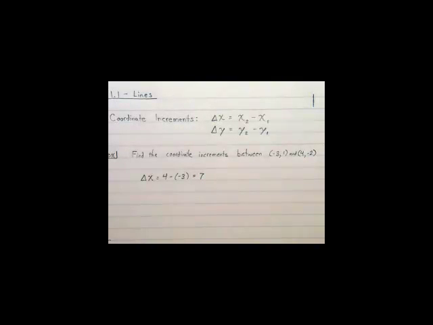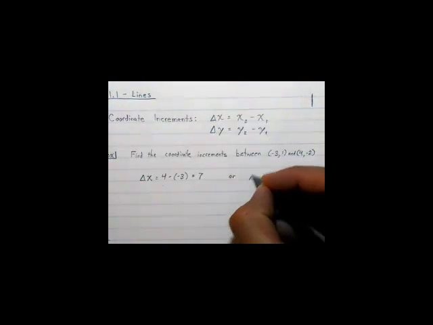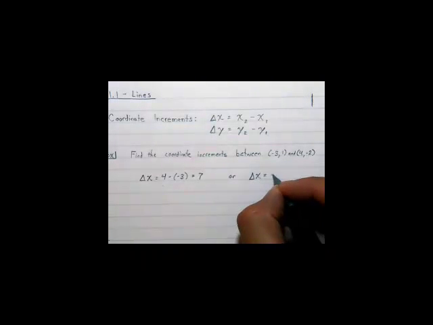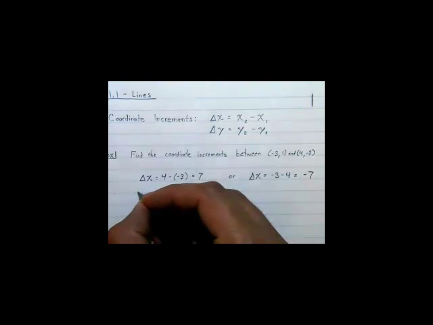Now I said that's one answer. There's technically another one. If I had looked at it a little bit differently, what's another answer I could have come up with for delta x? -7, right. It depends on the direction you want to go. Delta x could have been, if I subtracted those two numbers the other way, -3 minus 4, I get -7.